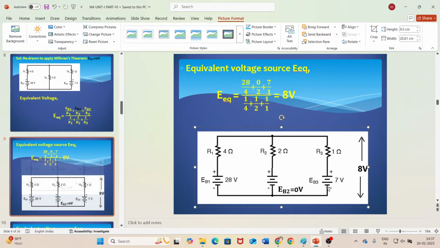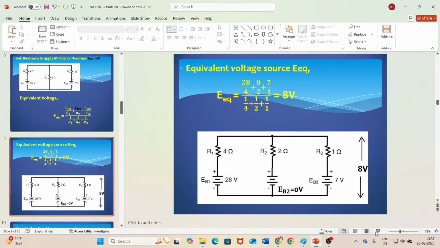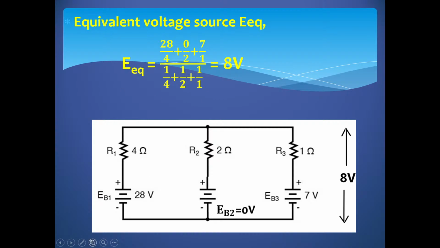Okay, this is it. To be more specific, so that you can understand this equation which I have written from this circuit, here I have written EB2. It is not there, but I have assumed EB2. It is connected in the circuit, and this EB2 value is 0 volts. If you want, you can draw and mention that it is 0 volts. It means that there is no source at all. Voltage is 0, source voltage is 0. So 28 by 4 plus 0 by 2 plus 7 by 1, whole divided by 1 by 4 plus 1 by 2 plus 1 by 1.